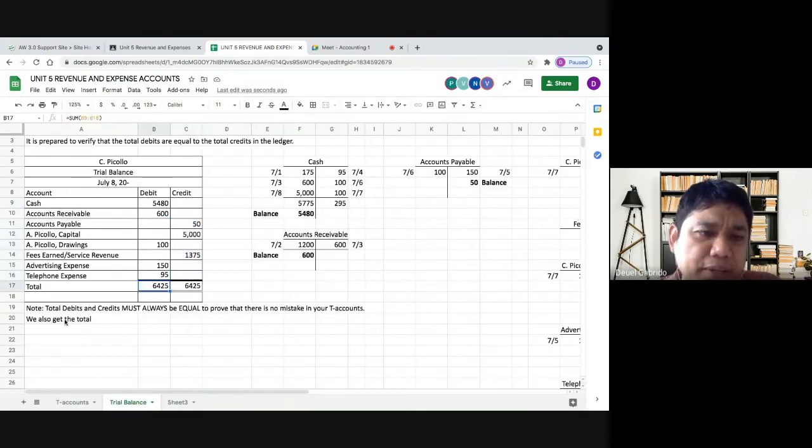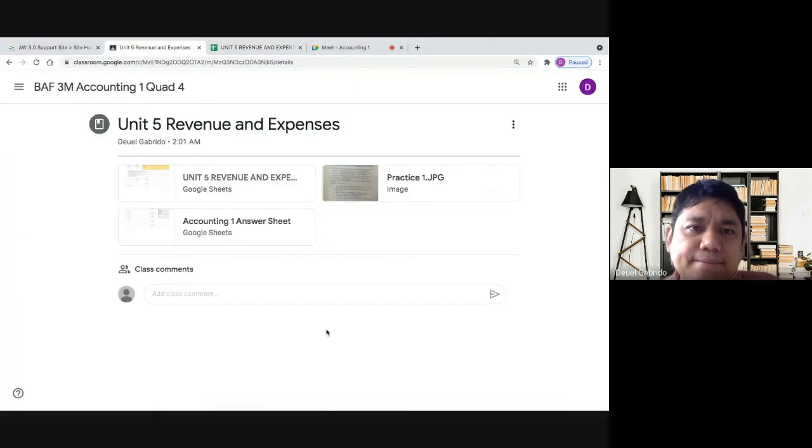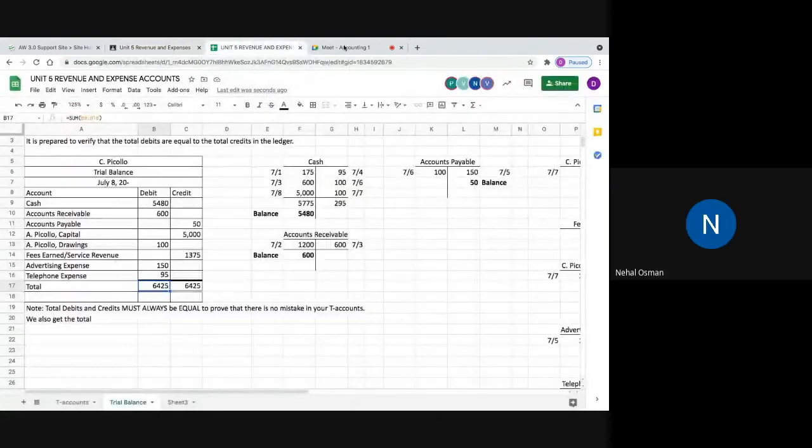So in short, total debits and credits must always be equal to prove that there is no mistake in your T accounts. Any questions so far? This is your check. Add all the debits, all the credits. If they're the same, you guys are in good hands. So far, so good? Are we okay? Yes, I think so.